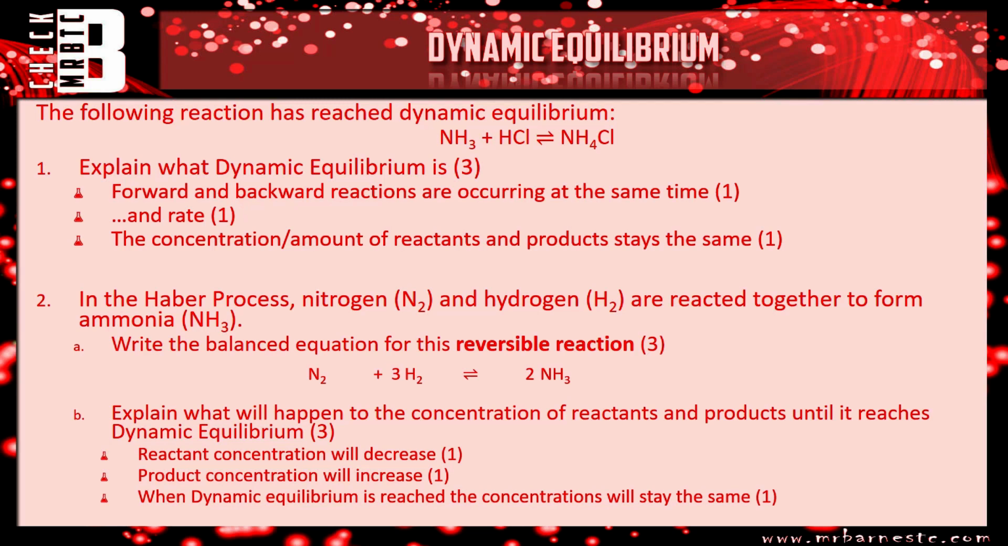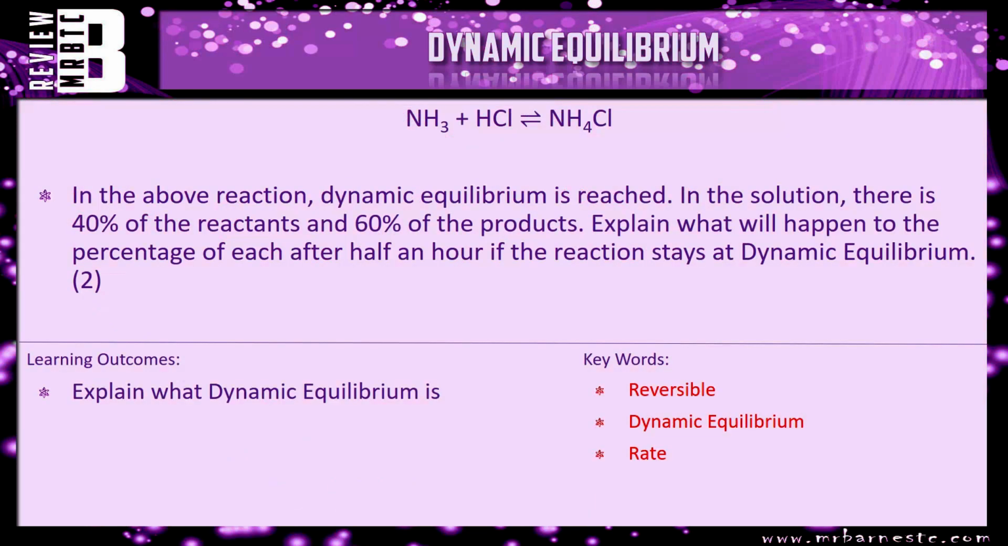That's this video pretty much over. I have got a review question for you, which is, in the above reaction, dynamic equilibrium is reached. In the solution, there is 40% of the reactants and 60% of the products. Explain what will happen to the percentage of each after half an hour if the reaction stays at dynamic equilibrium. So think what we've talked about, what happens to the concentration at dynamic equilibrium. So what will happen to this after half an hour if it stays at that. That brings this video to an end.